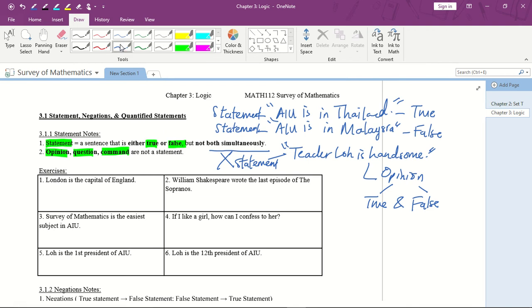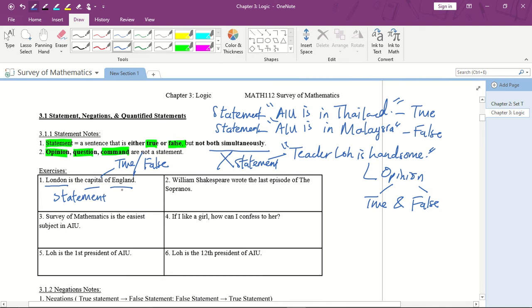Let's look at the questions here and get a better understanding. Here it says London is the capital of England. You might not know the answer, but is London the capital of England? We do not need to know whether it is true or false, as long as it should have an answer, whether yes or no. So when we know it can be either one, we know that this is a statement.